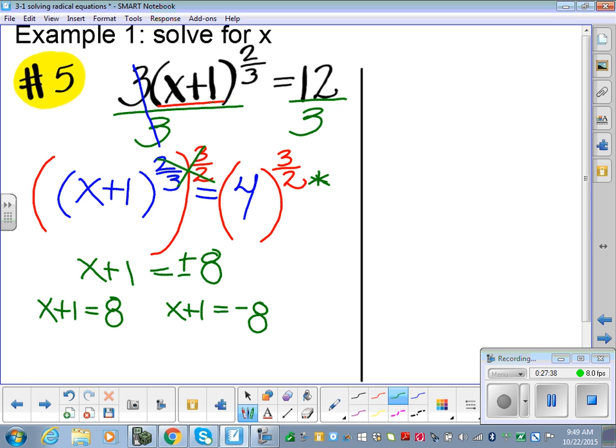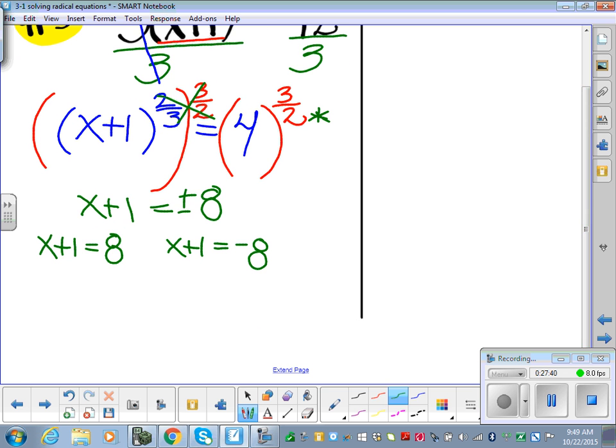No, let me bring it up. So I split it up. x plus 1 is equal to positive 8, and x plus 1 is equal to negative 8, so that I can solve, okay? And then from there, we'll solve for x in each case. So I'm going to subtract both sides by 1.